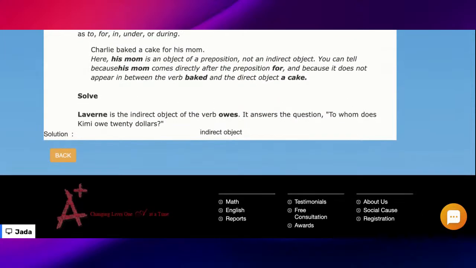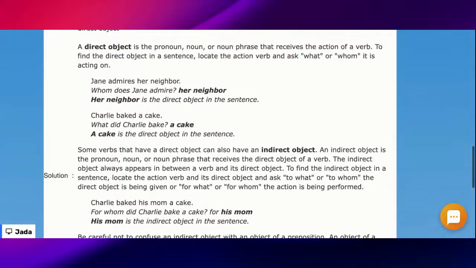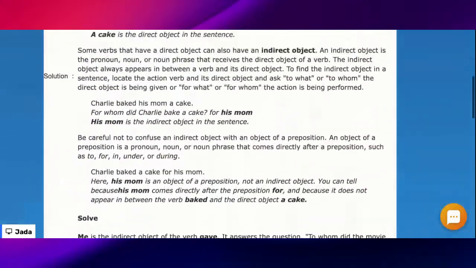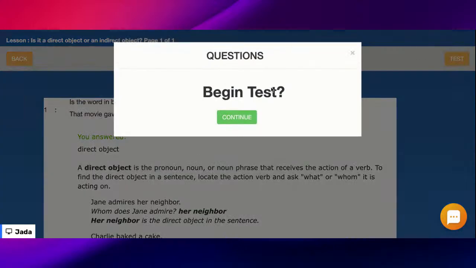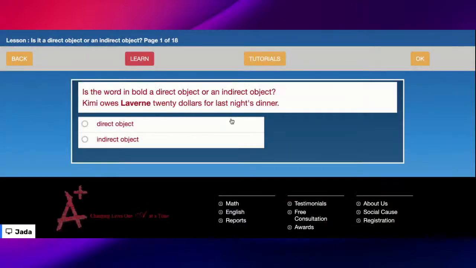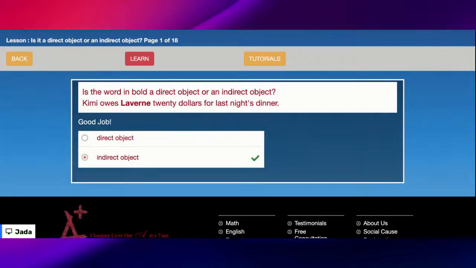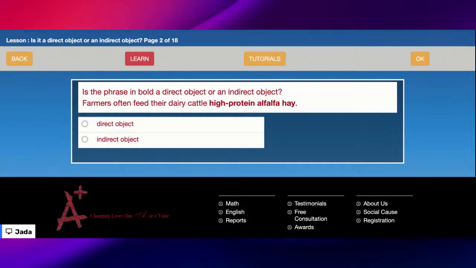Okay, so we move on to the test now. I want you all to send in your answers. Let's interact. Okay, make sure you send in your answers. So we'll start with the first. Oh, okay. This was the first question that we just got through, so it's indirect. Everybody, please send in your answers.